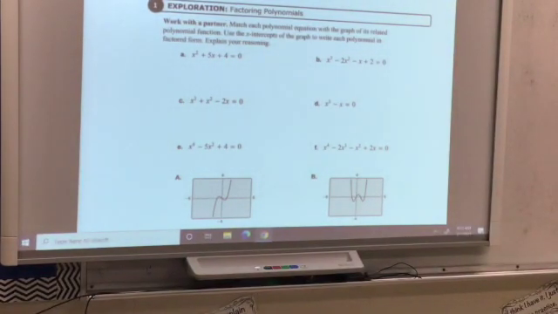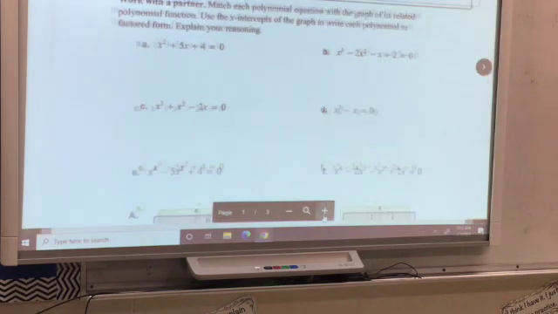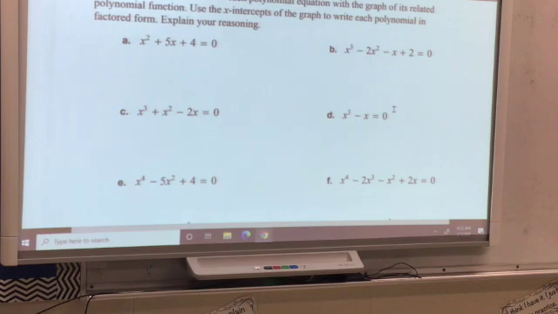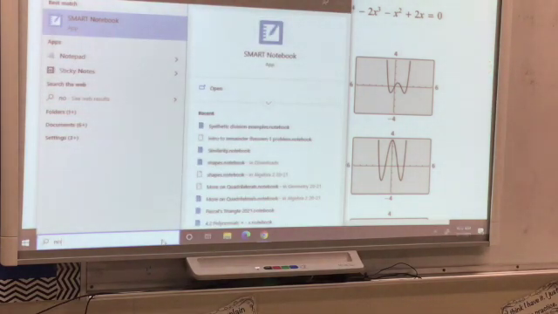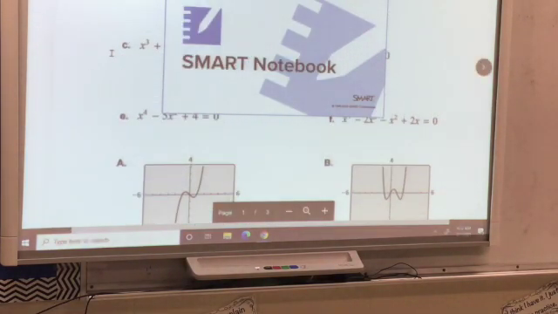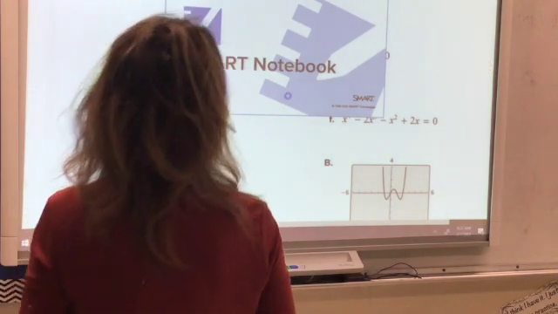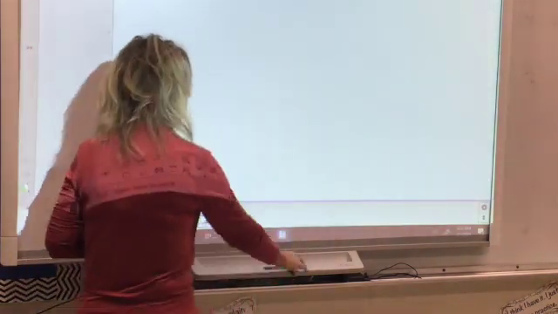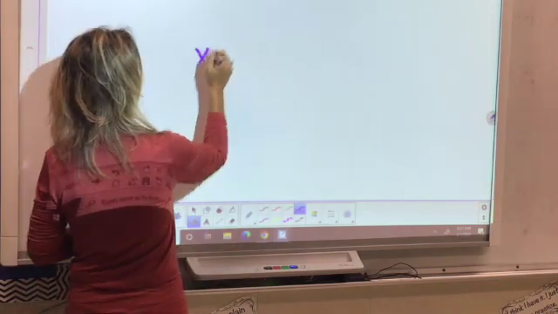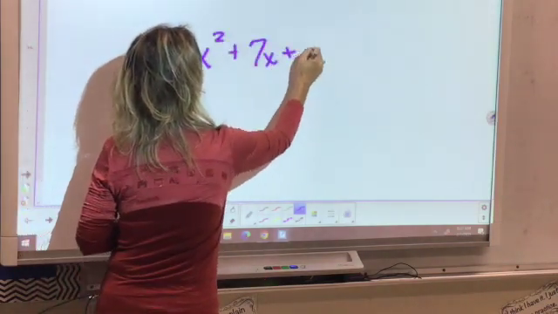Okay, so we are going to talk about factoring. Like I said, we've factored before. The stuff that we factored before has been stuff like x squared plus 7x plus 12.